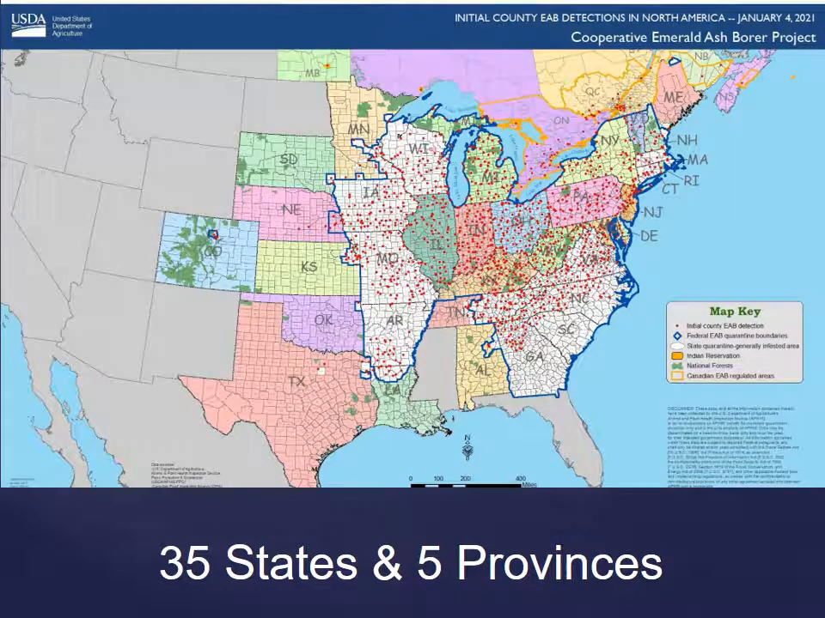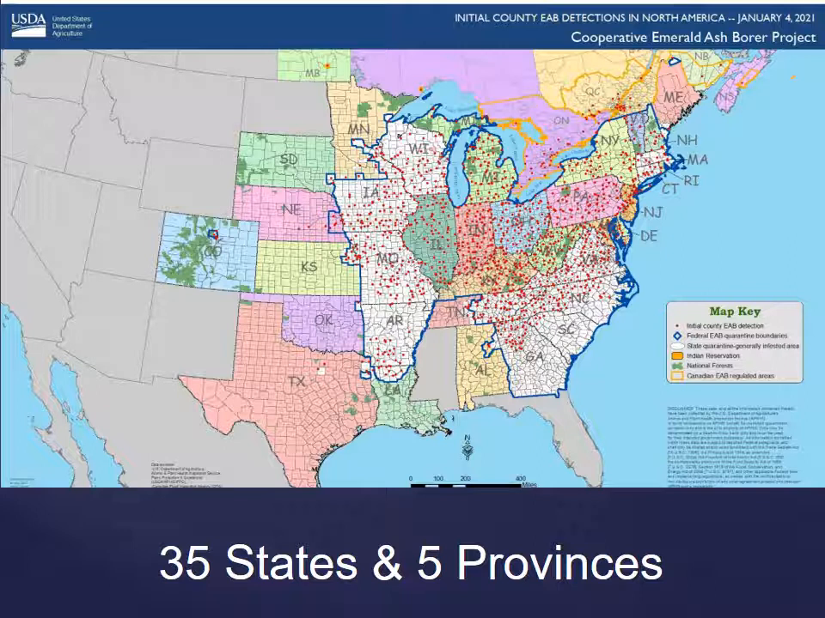Emerald ash borer was first discovered in Detroit, Michigan in 2002. Since then, it has spread to over 35 states and 5 Canadian provinces. In this image, each red dot represents a county that has found EAB. The blue line represents what was once the legal quarantine area around these infested states. The USDA made the decision to remove the quarantine in January 2021 in favor of focusing on biocontrol methods.